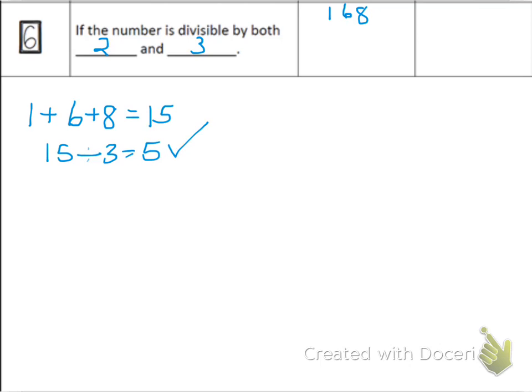Now, is it divisible by 2, or is it an even number? Yes, it is an even number. So that means it is divisible by 2, and it's divisible by 3. So we are okay. And I'd write down here that it is an even number. Okay, let's do another example. Would 139 be divisible by 6? Well, let's start with 2. Is 139 divisible by 2? Is this number even? No. So that means it's automatically not divisible by 6. In order for it to be divisible by 6, it has to be divisible by both 2 and 3.